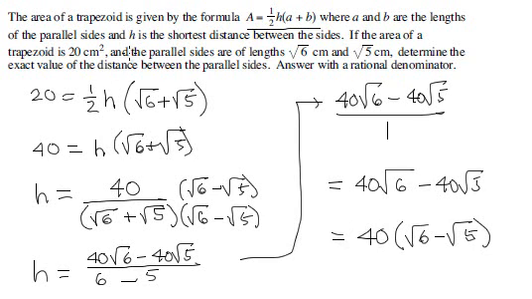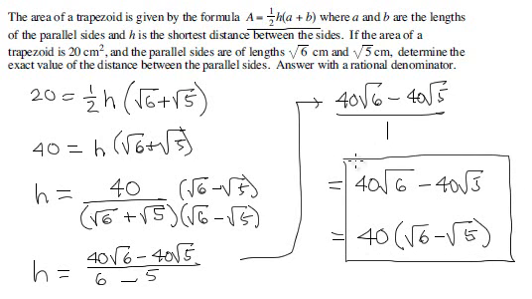Do they say which one they want? Determine the exact value of the distance between the parallel sides. Answer with a rational denominator. Well, the denominator is 1, so it ends up being like an invisible 1. I'd say either of these is acceptable. They're both nice looking answers and easy to read and work with. So one of those two, whichever makes you happy.